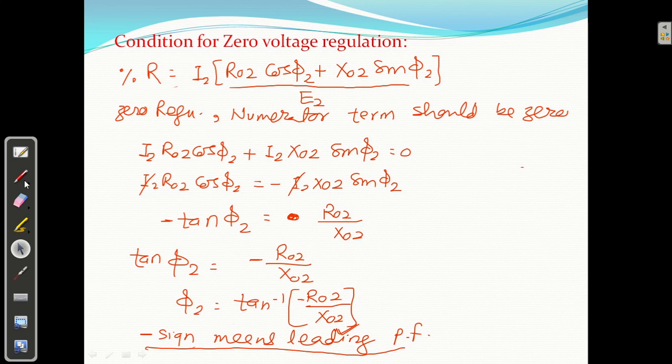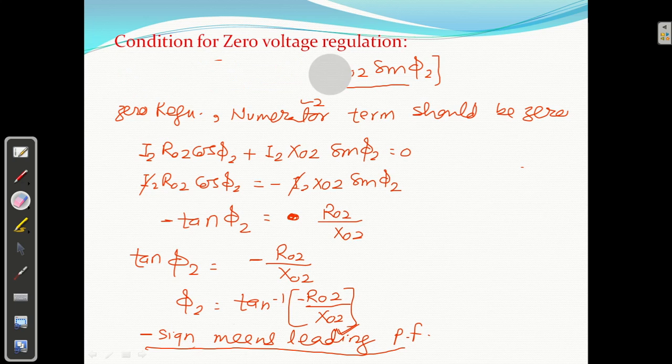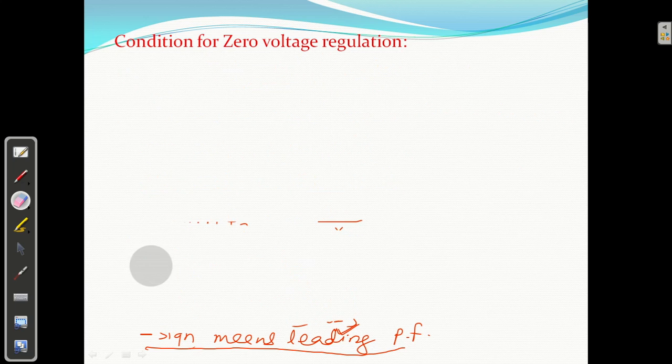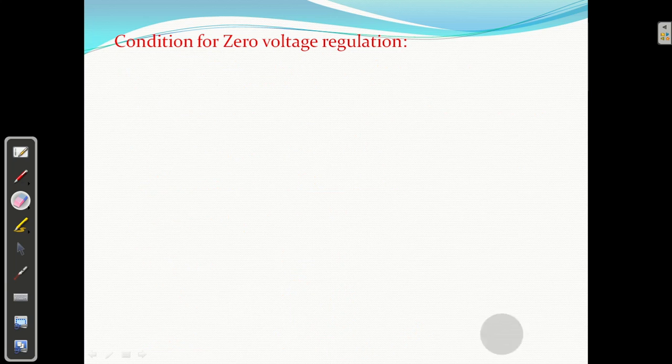Now I'm going to discuss one more condition, one more part, for clearing your concept. Your concept must be clear: if the power factor changes, how does the regulation change, what is the vector diagram, how to draw it. So I'm going to discuss this subject for clearing your concept.